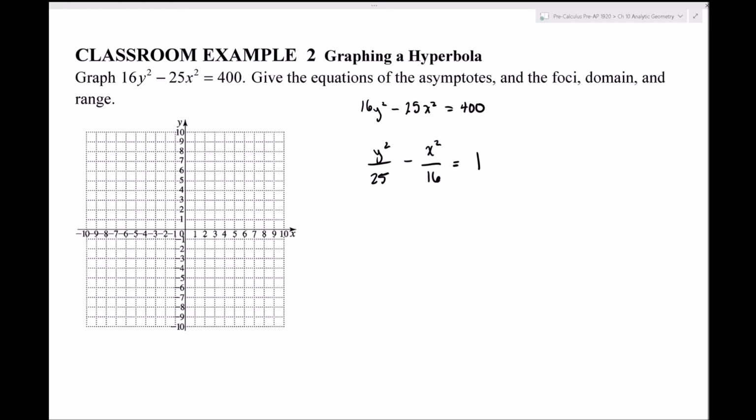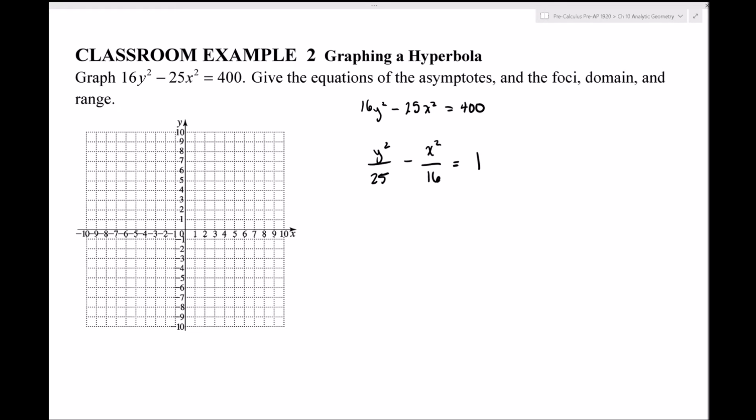Okay, so you'll notice the y squared is the leading term, which is positive. The x squared is negative. So what that means is the transverse axis is going to run vertically instead of horizontally. So what we do is we draw our box. This is centered at the origin for sure. And how far left and right am I moving from that box? How far up and down?